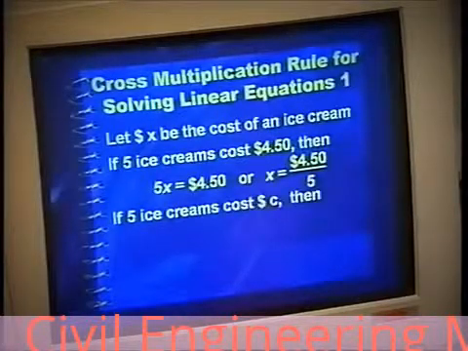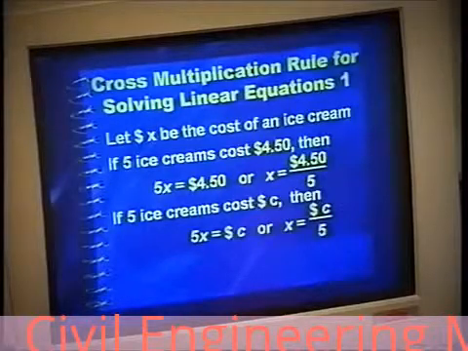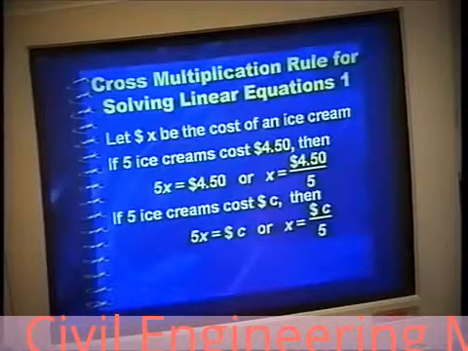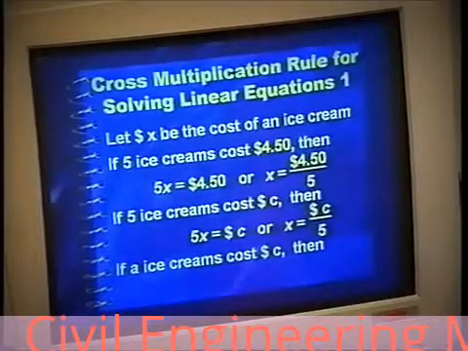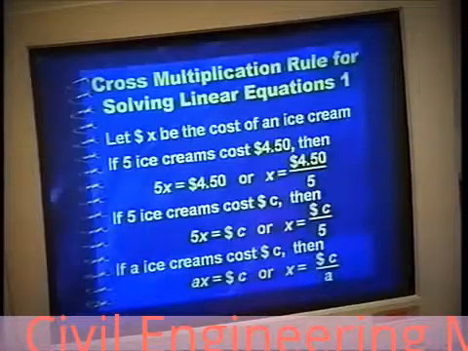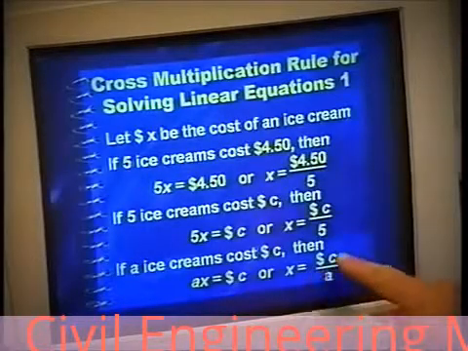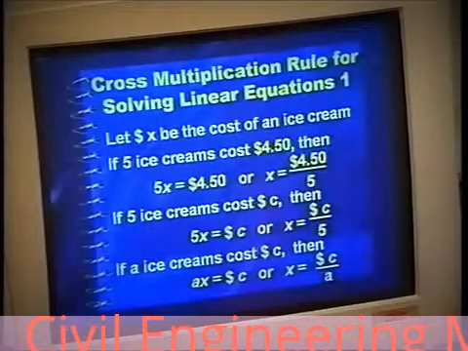This is a little bit more general. If 5 ice creams cost C dollars, then 5x equals C dollars, or x equals C dollars divided by 5. And in fact, I can buy any number of ice creams, A ice creams, that cost C dollars, then it's the same process. So x is equal to C dollars over A. Now that brings us to the general rule which I've got written up next. That is called the cross multiplication rule, coming up right now.